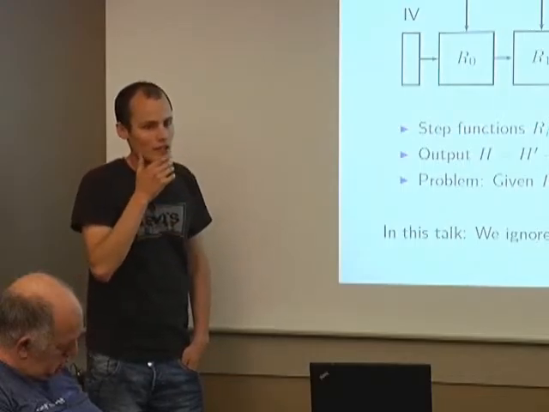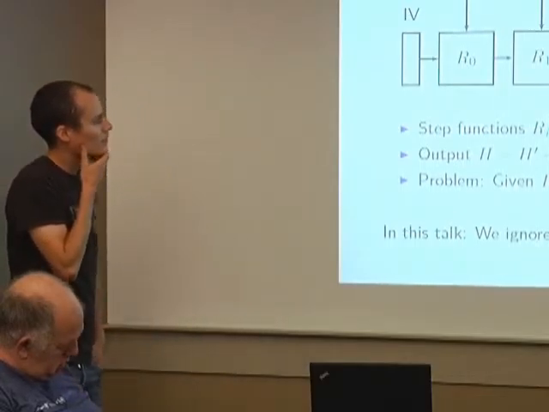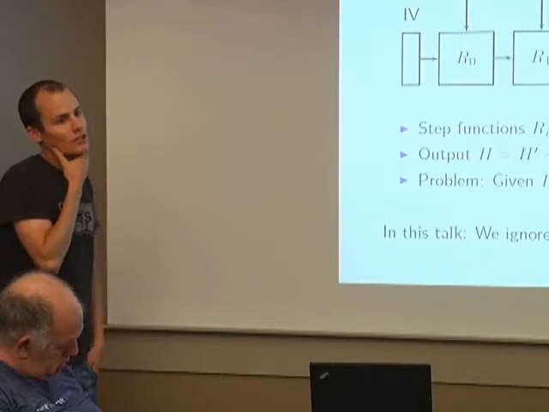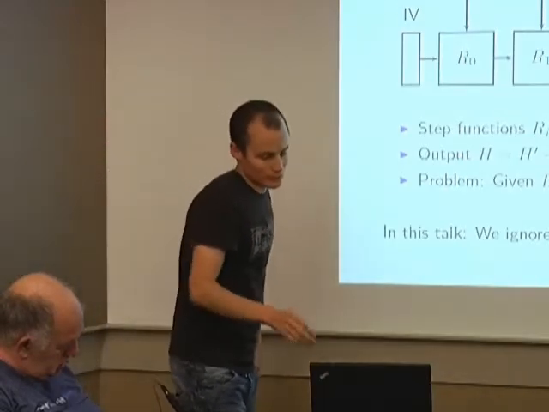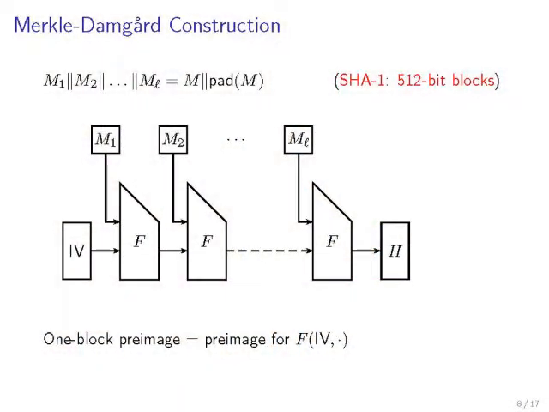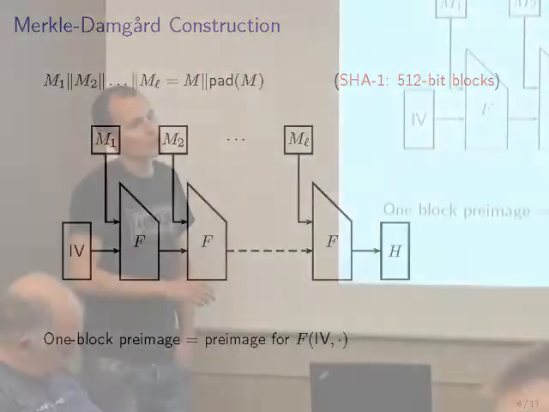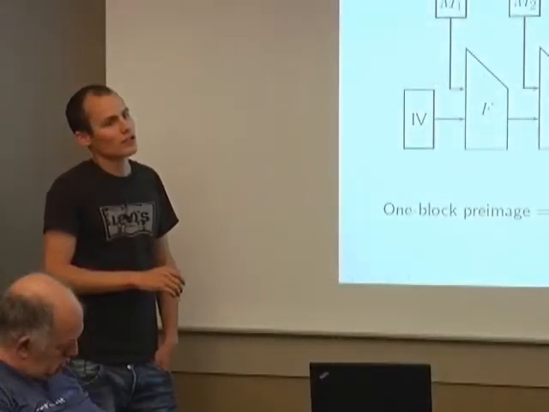Okay, one more question. If you get this one block preimage, then does that automatically give you a preimage for all the longer messages, however many more blocks you want? Is that true? Could you just go back? So this one block preimage, does that imply a preimage even for larger messages?